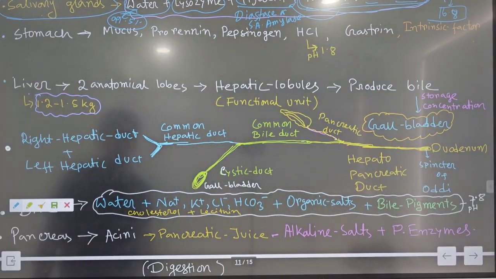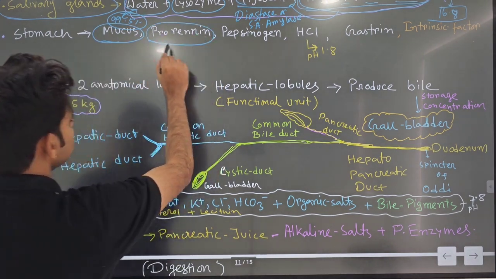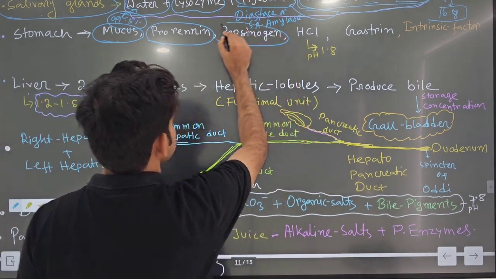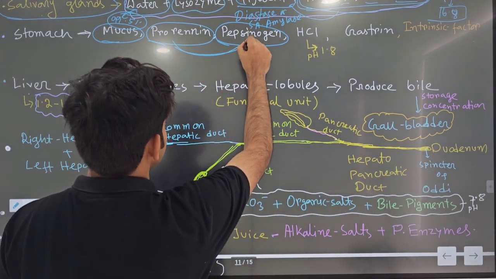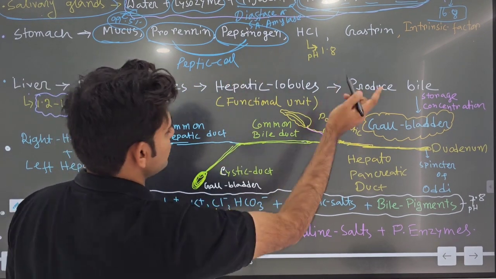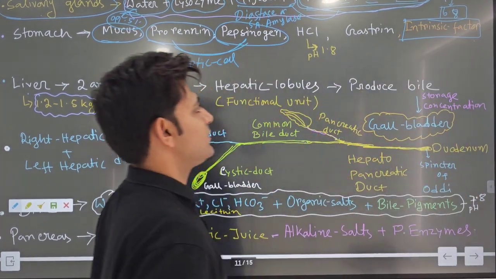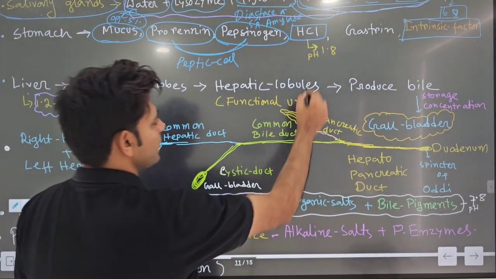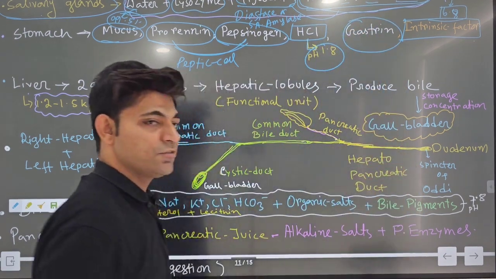Now the stomach produces mucus through mucous neck cells, and prorenin and pepsinogen, these two zymogens, are produced by peptic cells. Intrinsic factor is produced by parietal cells. Hydrochloric acid is also produced by parietal cells, or oxyntic cells, and HCl has a pH of 1.8. Gastrin is produced by G cells, which is a local hormone.